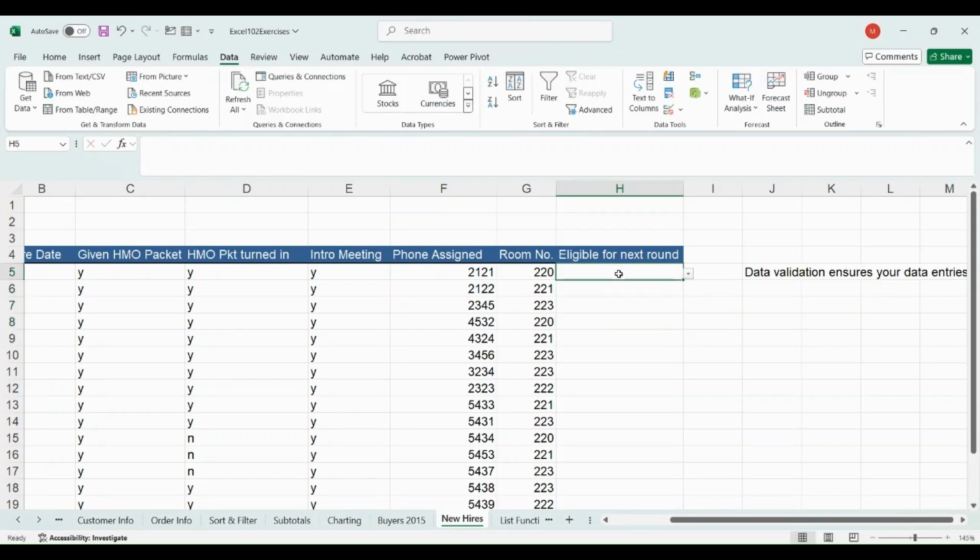If I write only yes, I can do that. If I write no, yes, not decided yet, that works too. So this is the purpose of data validation.